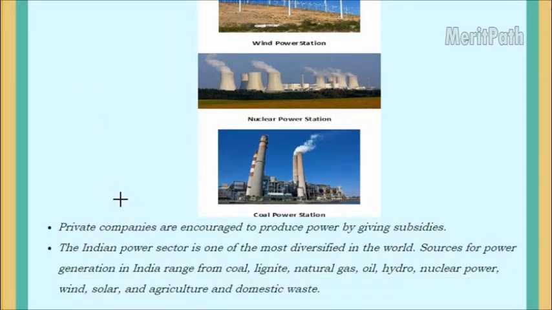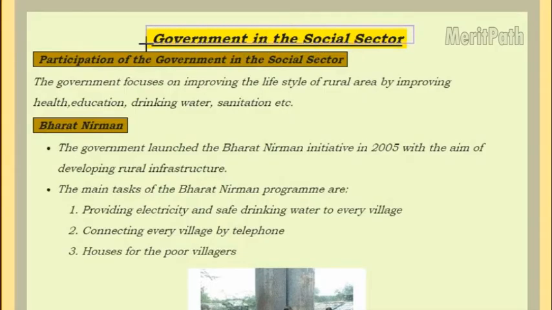Private companies are encouraged to produce power by giving subsidies. The Indian power sector is one of the most diversified in the world. Sources for power generation in India range from coal, lignite, natural gas, oil, hydro, nuclear power, wind, solar and agriculture and domestic waste.